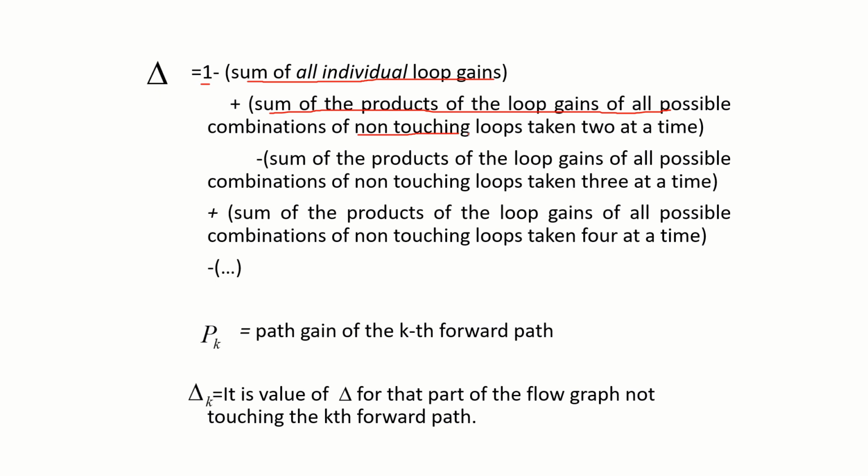Then plus the sum of products of loop gains of all possible combinations of two non-touching loops. Next, minus the same sum for all possible combinations of three non-touching loops, then four non-touching, and like that you should go on doing it. Pk means the path gain of the kth forward path. Delta suffix k is the value of delta for that part of the graph not touching the kth forward path. If you understand this and substitute, you will get the transfer function. Once I solve one simple example, you will understand the meaning of all this and how to find delta and delta k.